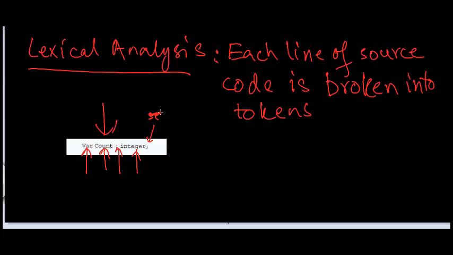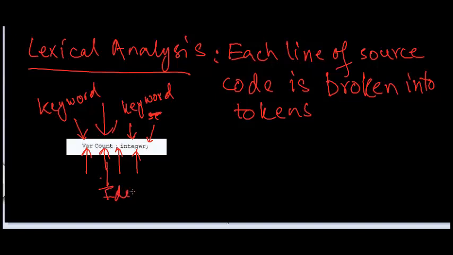So this is going to be broken down into 5 tokens, and what you should note here is that this token, this word var, is a keyword. This has a special meaning for the compiler, right? Likewise, this word integer is a keyword. So there are basically categories of tokens, right? And this count is basically an identifier, right?